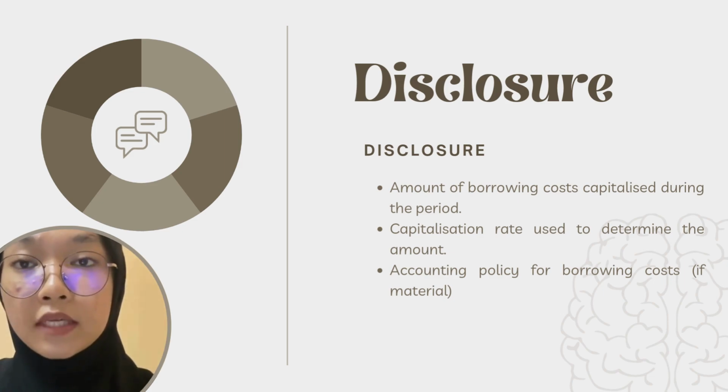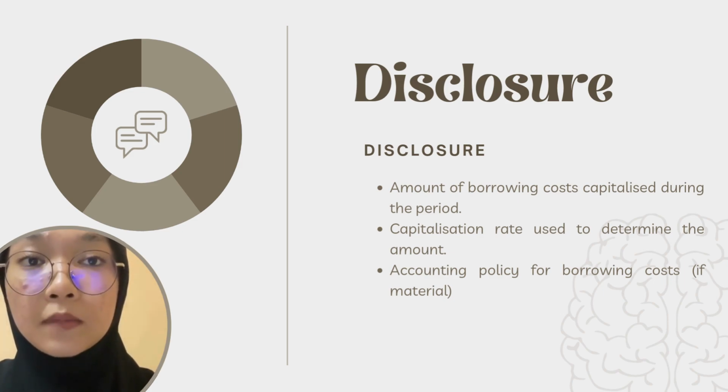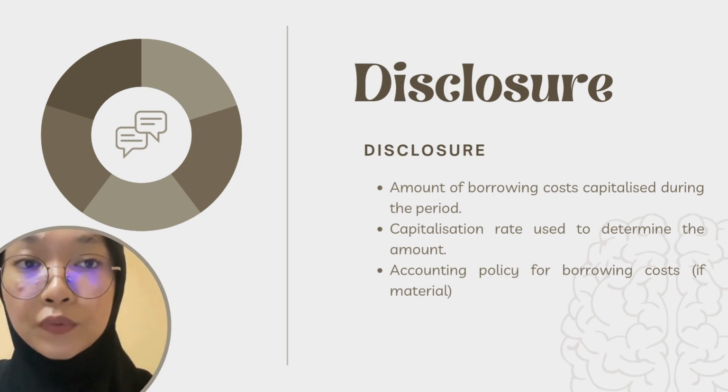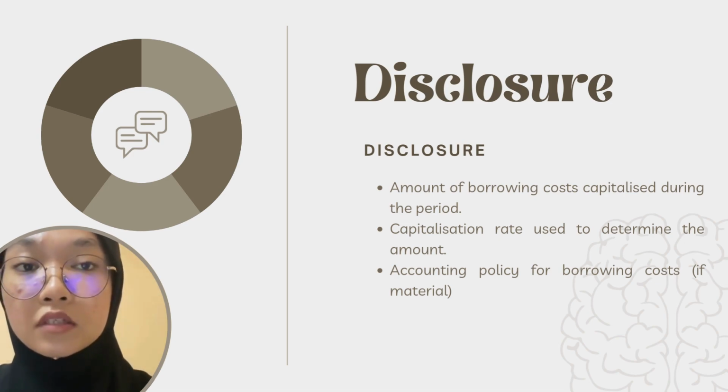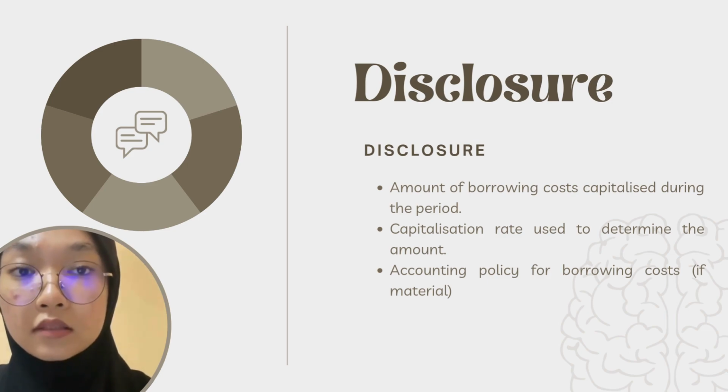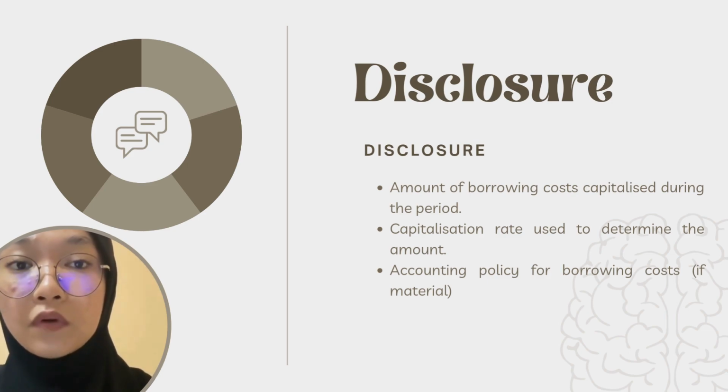And the last one for today, we have disclosure, which means companies need to clearly show how much borrowing costs they have capitalized during the accounting period. This helps users of the financial statements to understand how much of the interest was added to the cost of assets. They also have to disclose the capitalization rate, which is the average interest rate used to calculate the borrowing costs. And if the company's accounting policy for borrowing costs is important or different from the usual, they must explain that too. All these disclosures are important to ensure transparency and consistency in financial reporting.